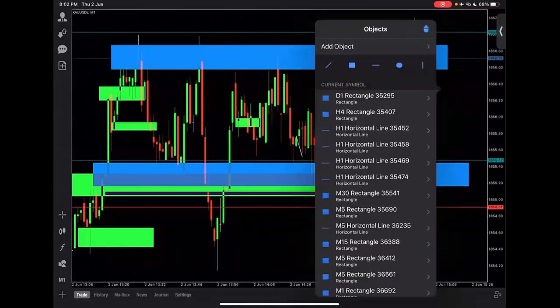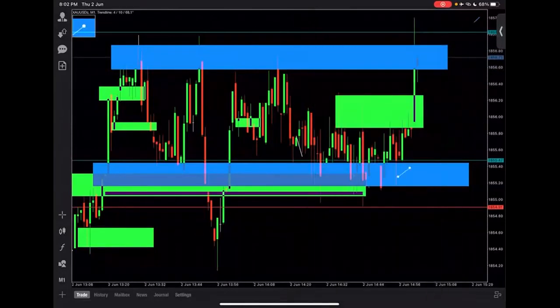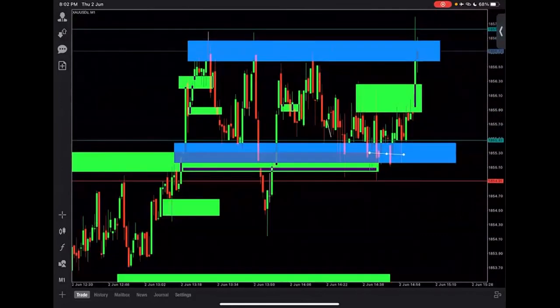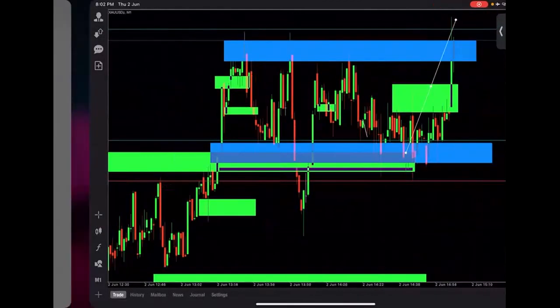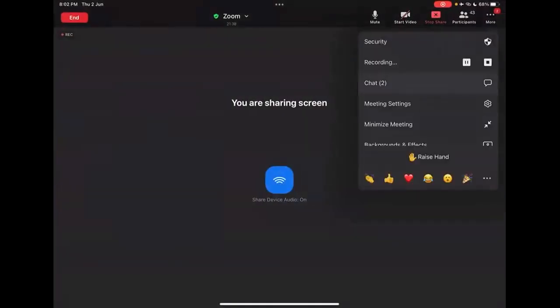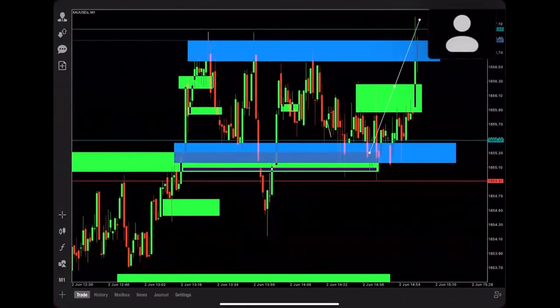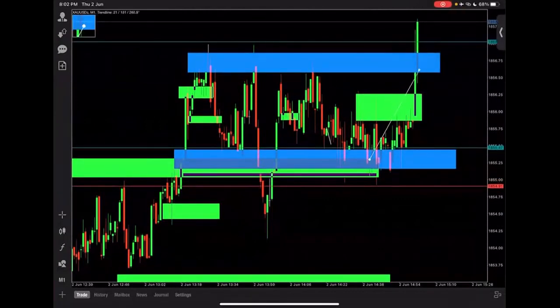If we were to enter just now here, SL would be here, maybe 10 pips away, because here it would be 5 pips. I did tell a few people just now in the class they could enter buy from here, so there are people right now holding the buy. So are you guys seeing what I'm seeing? You can get one signal from me to flip your account, then continue normally from there. What lot size should I use for 250? It all depends on how much you're willing to risk.